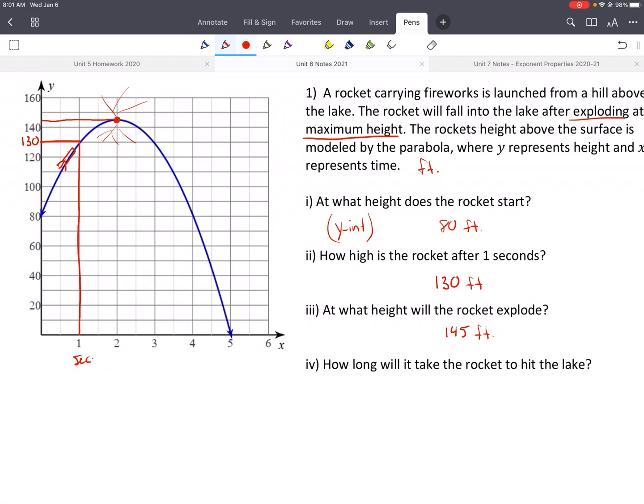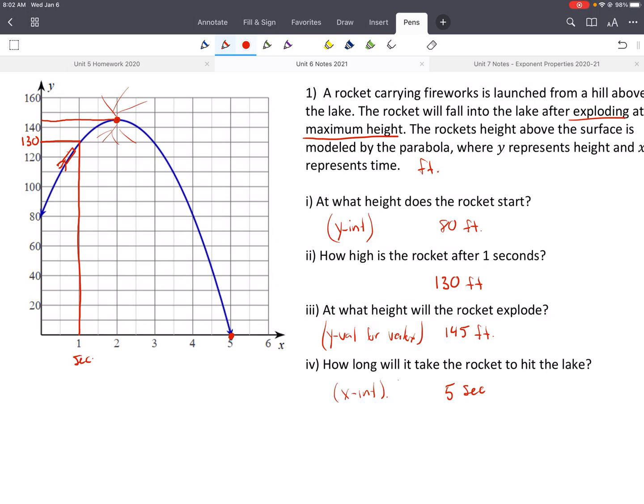And then it says, how long will it take the rocket to hit the lake? Well, let me just write down what I missed. For 3, that's like our y value for the vertex. And then how long will it take the rocket to hit the lake? That's going to be something like your x-intercept. So here your time would be 5 seconds. It's just like that. You look at the picture, visually find those key features they're asking for, and then locate them.